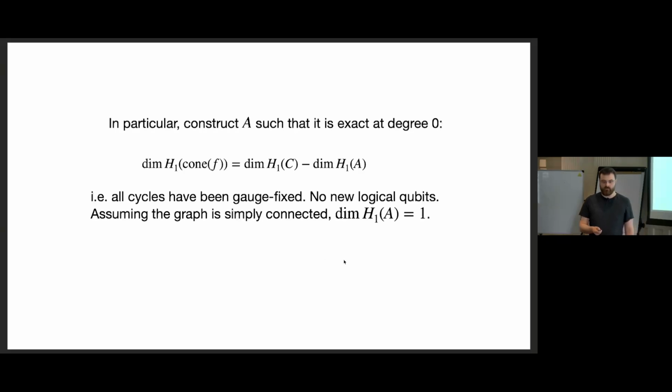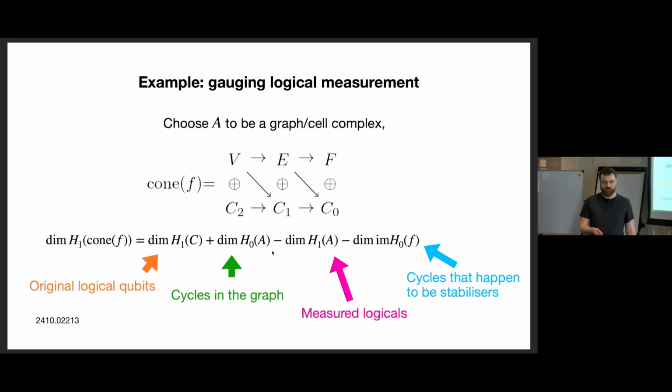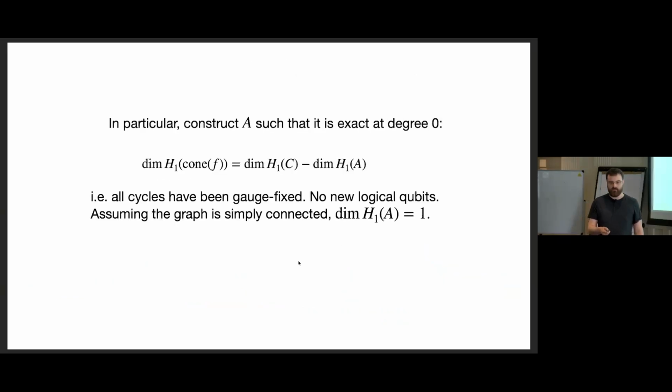And so in particular, the thing that Isha was saying about making an expander graph that's been decongested to have all of its cycles gauge fixed is basically saying that we don't want to bother with these annoying dimension terms here and here. These are a pain to handle, and so we want to make sure that our ancilla complex A is exact at degree 0, which means that we eliminate those terms.